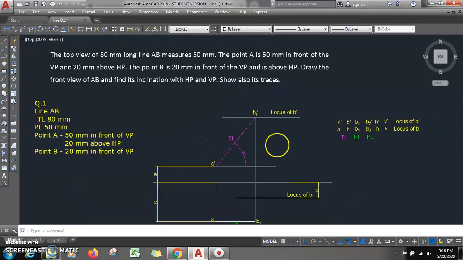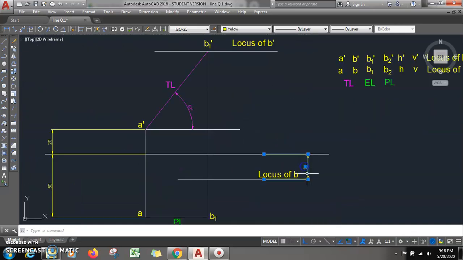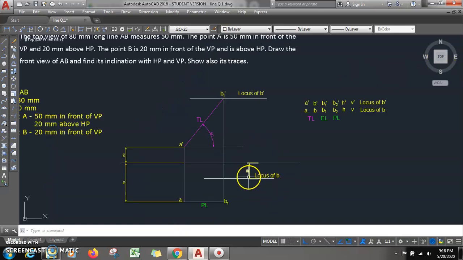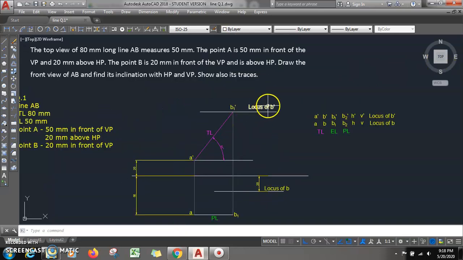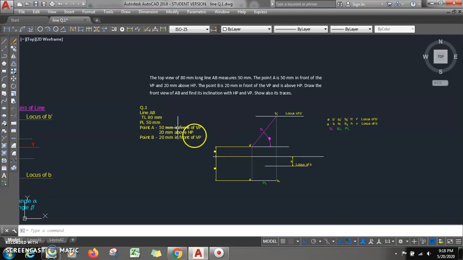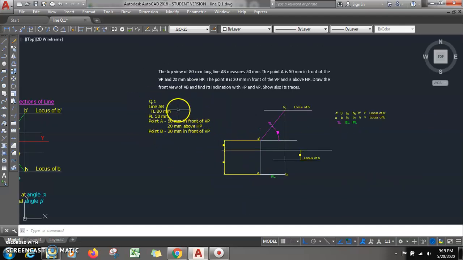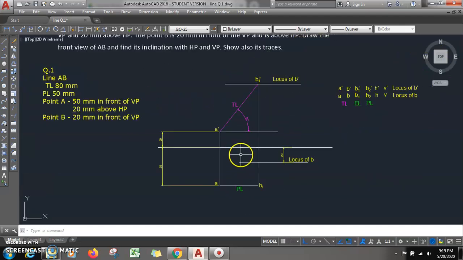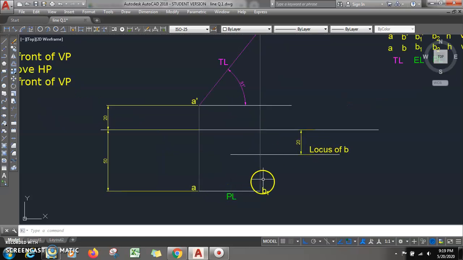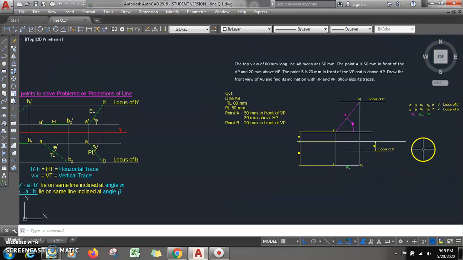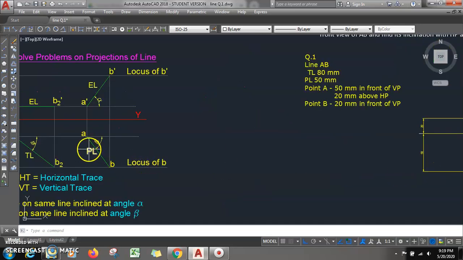This is locus of b dash, you see. Okay, I can show it somewhere here inside. Once you have this, see anything remaining, all data is utilized. Now see, in top we have plan length, we have locus of b. So we know we have locus of b, we have plan length.